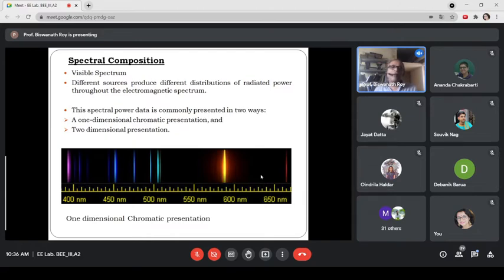Right? When we do the lab, we see exactly this picture, only the scale is not given here below, whereas in the lab the scale is given. There is a measuring device, the instrument has some measuring arrangement, I will tell that later. So this is one-dimensional chromatic presentation where we can get only information about the wavelength.